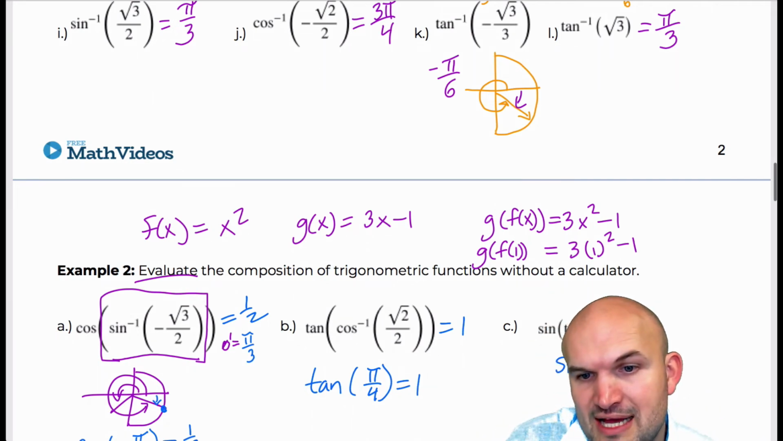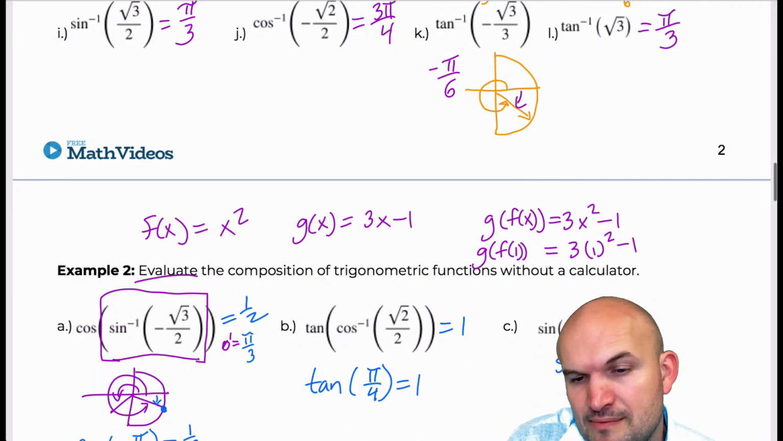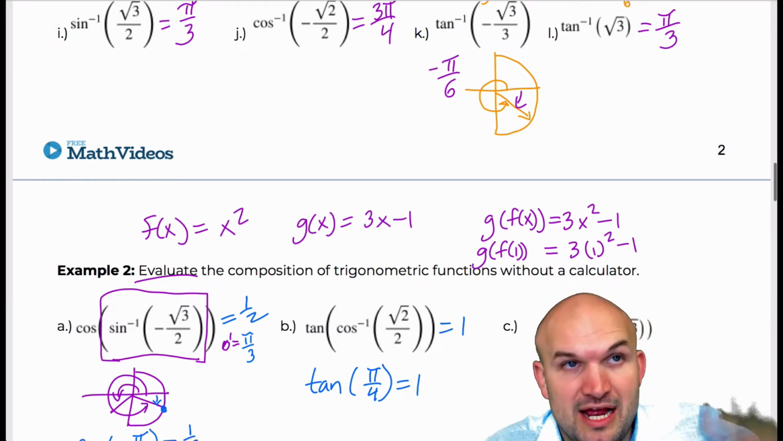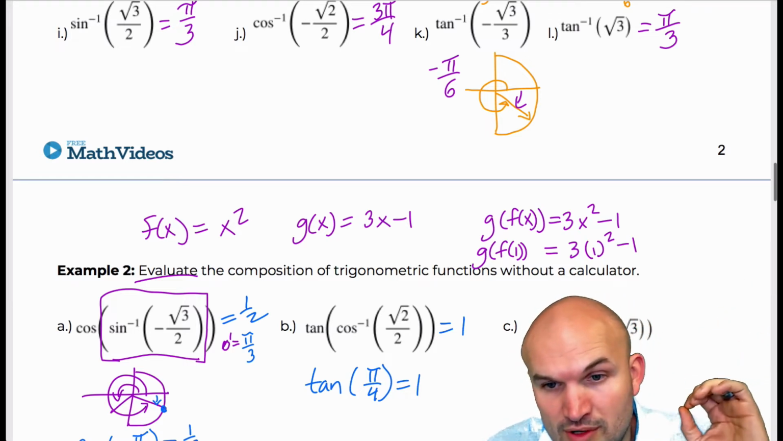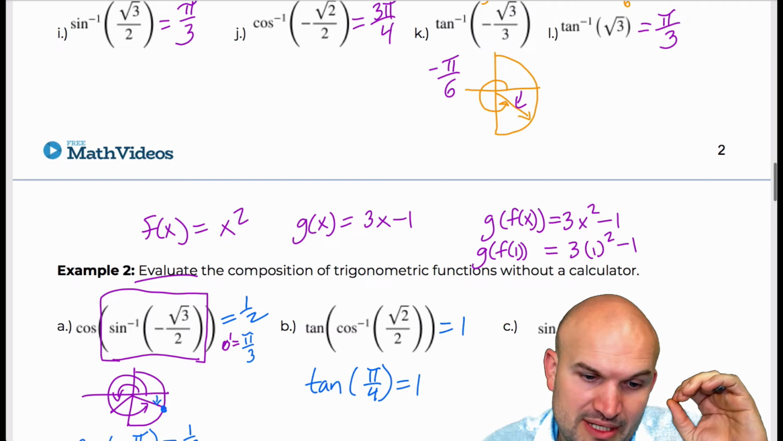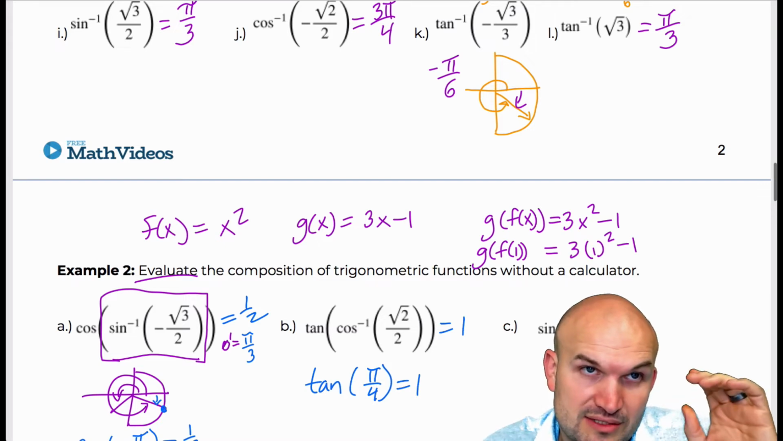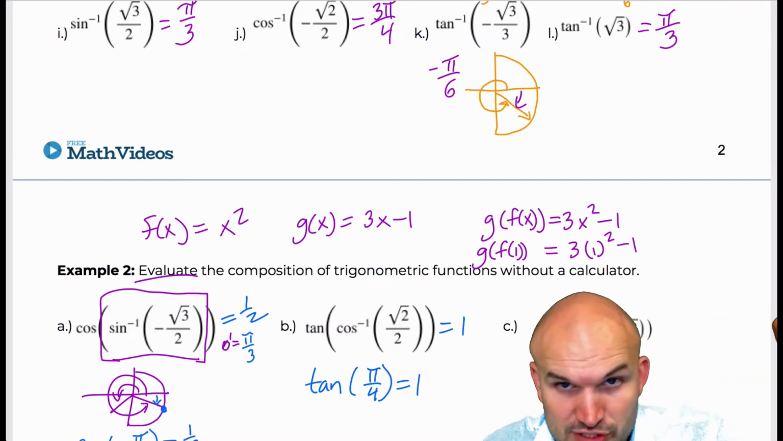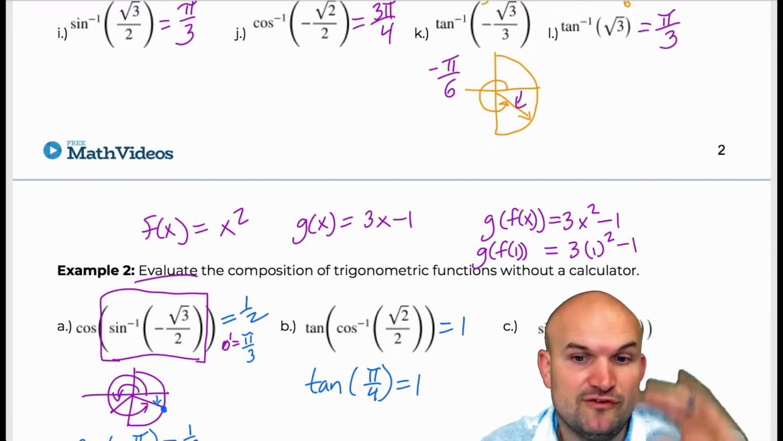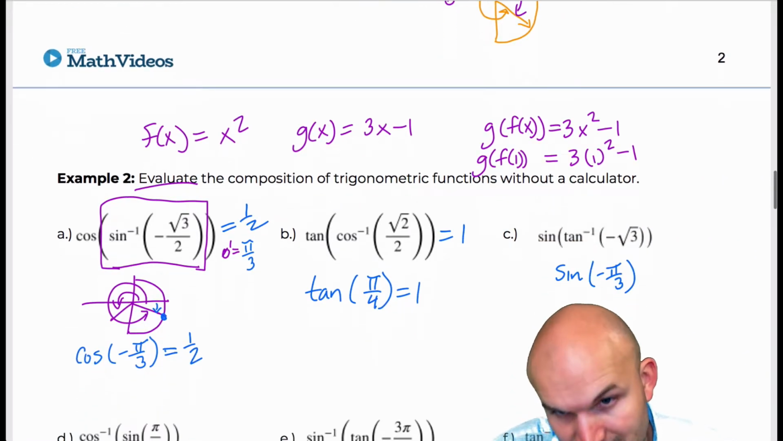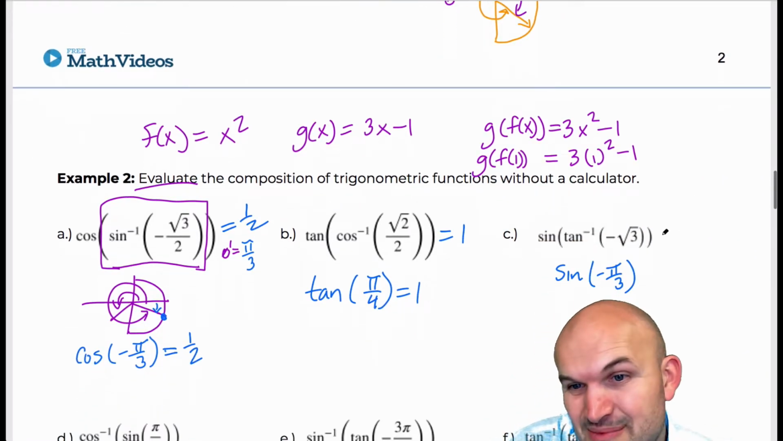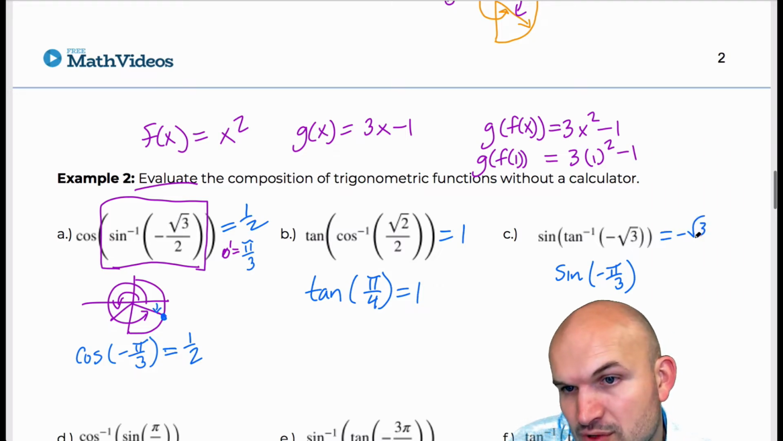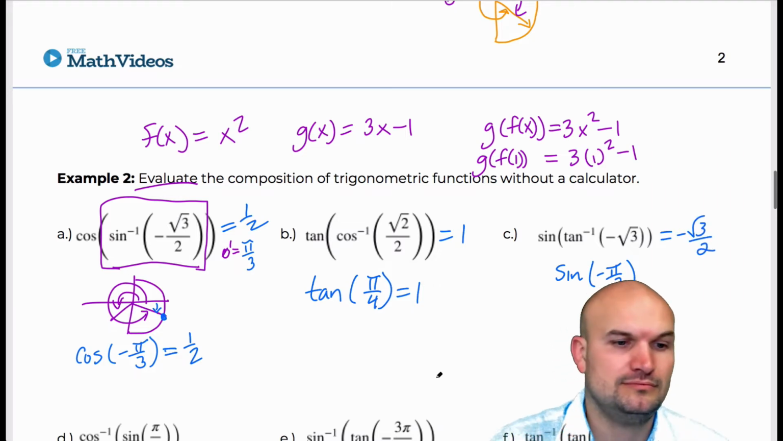So now I have sine of negative pi over 3. And sine of pi over 3, the y coordinate for pi over 3, is going to be square root of 3 over 2. But since it's in the fourth quadrant, because again, we're doing a negative angle, that's going to be a negative square root of 3 over 2.